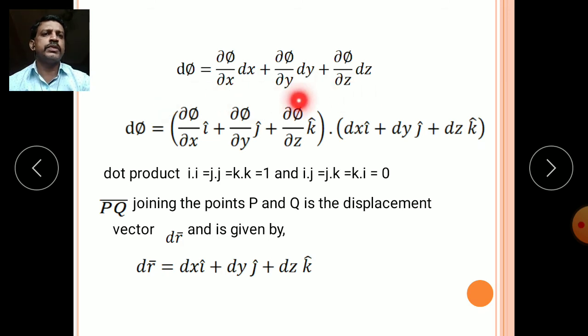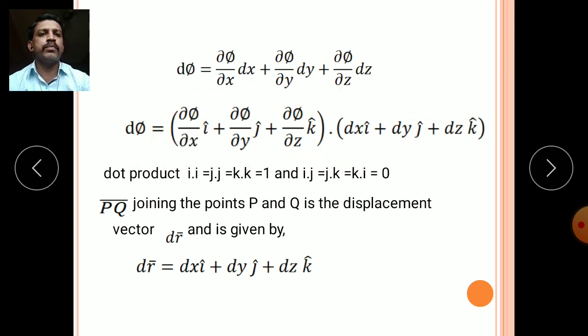So in this way you will get this whole quantity. It is a dot product, that is i dot i plus j dot j plus k dot k equal to 1, and i dot j plus j dot k plus k dot i equal to 0, and therefore you will get this quantity, and this quantity can be rewritten in the form of a dot product.